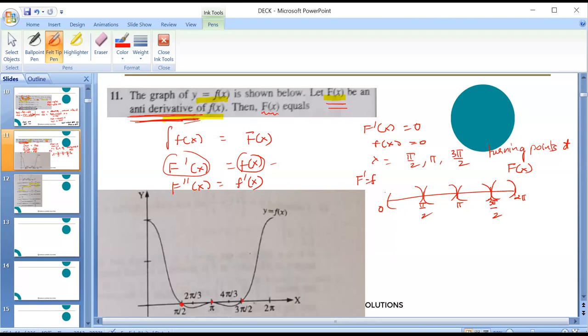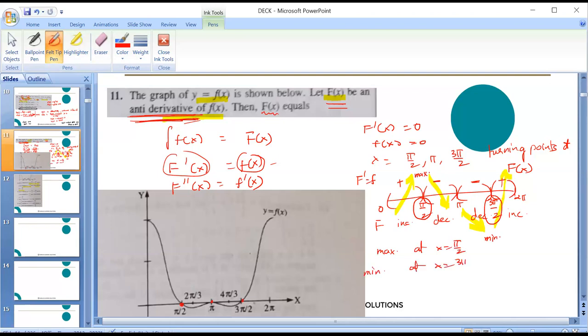So 0 to pi by 2, f dash, that is f, is positive. Pi by 2 to pi, it is below, so negative. Pi to 3 pi by 2, below, so negative. 3 pi by 2 to 2 pi, positive. That means f is increasing, decreasing, decreasing, increasing. That means going up, going down, again going down, going up. That means there is a local maximum at pi by 2 and local minimum at 3 pi by 2. So maximum at x equal to pi by 2, minimum at x equal to 3 pi by 2.